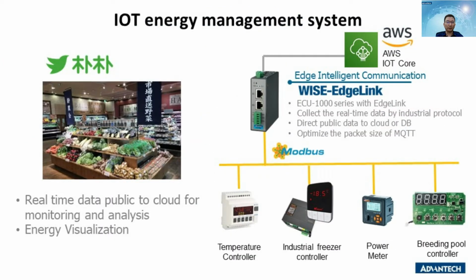Okay, this is one of the application examples for energy management system. ECU 1051 has been deployed in a supermarket, collecting real-time data from all the temperature controllers, freezers, power meters, and bleeding pool controllers by using Modbus protocol. Then the data is published to AWS Cloud via WISE-EdgeLink.